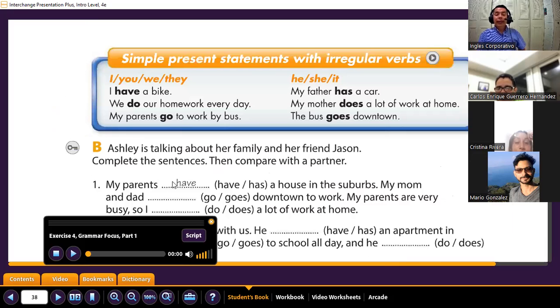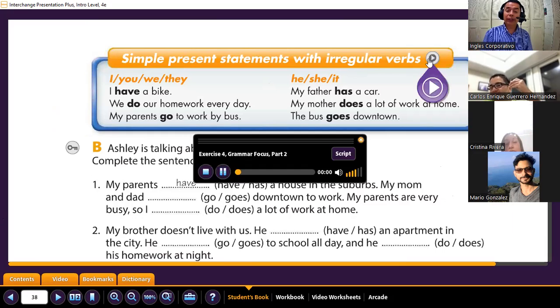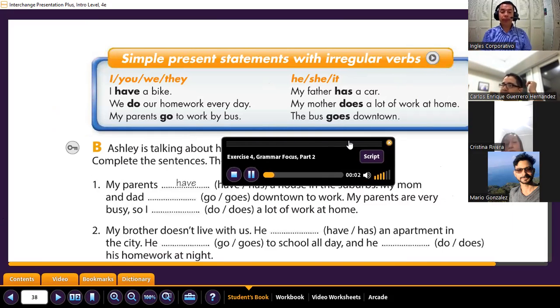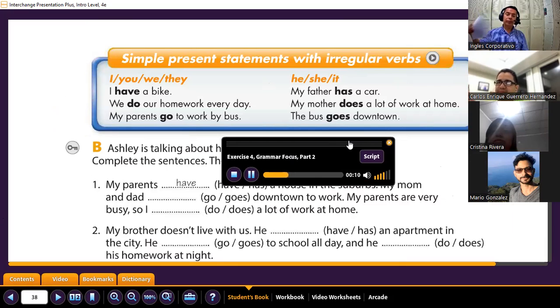Good. Now we have some special verbs: have, do, and go. With the third person singular, we use these in a different form. Listen, what is the difference? Page 38, exercise 4, grammar focus. Simple present statements with irregular verbs. I, you, we, they. He, she, it. I have a bike.